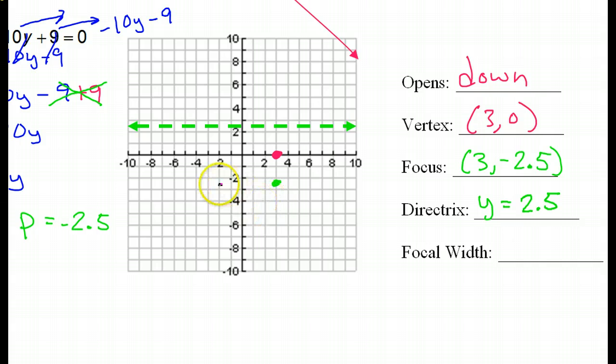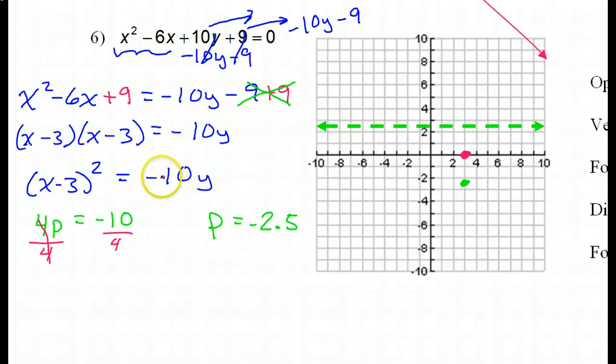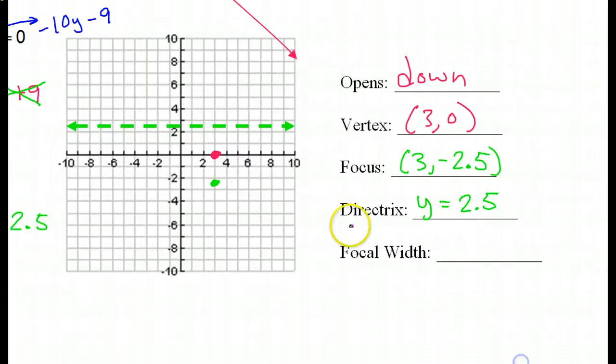The focal width will give me 2 extra points to graph this thing. The focal width is going to come from this value. Ignore this negative sign. Widths can't be negative, silly. The focal width is 10. That means the width of this parabola at the level of the focus is 10, which means 5 to the right and 5 to the left. So 1, 2, 3, 4, 5 to the right. 1, 2, 3, 4, 5 to the left. That will give me enough points to draw this parabola.